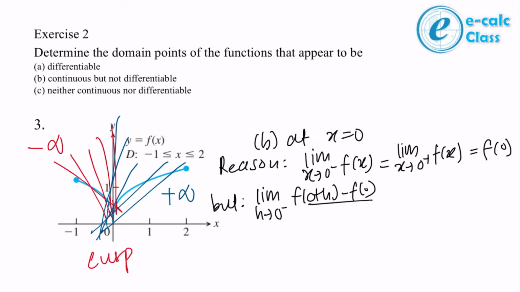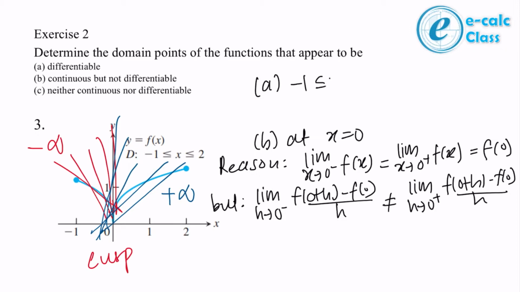The derivative from the left is negative infinity, and the derivative from the right is positive infinity. With that, you can automatically answer your part A, which is from -1 to 0, not inclusive, and 0 to 2, not including 0. Then it is continuous throughout, hence there is no point that is continuous but neither continuous nor differentiable.